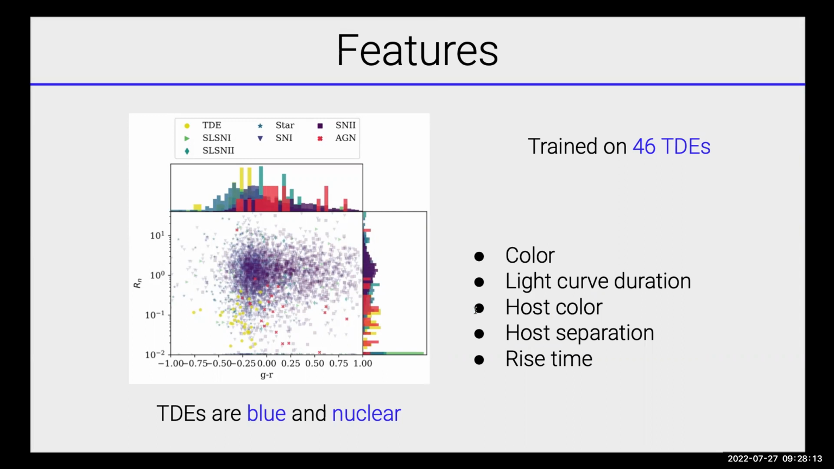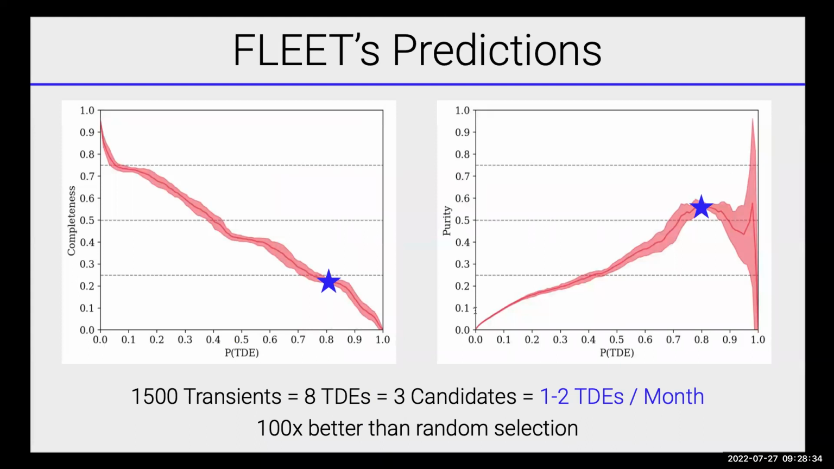Other important features are things like the light curve duration, the color of the host galaxy, and the time it takes for them to rise. In this case, we are a little more limited in the number of objects we can use. There's only 46 TDEs with decent enough light curves that we could use to train Fleet. But I can report on the predictions that we have on how we expect it to perform.